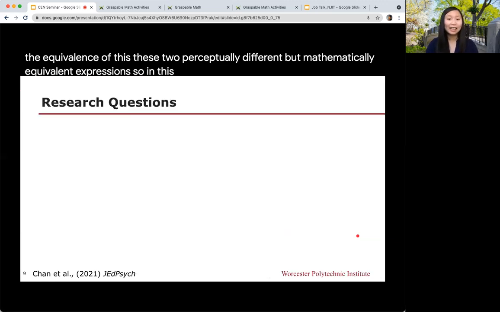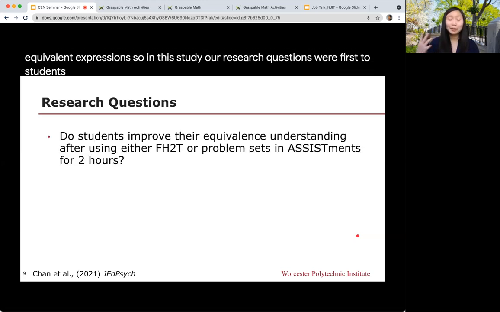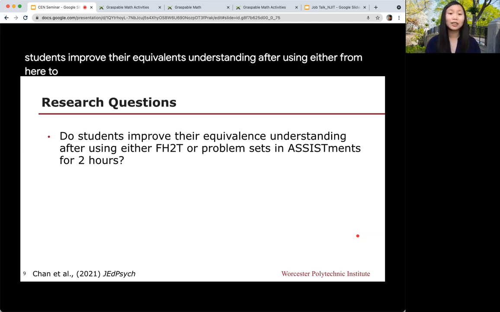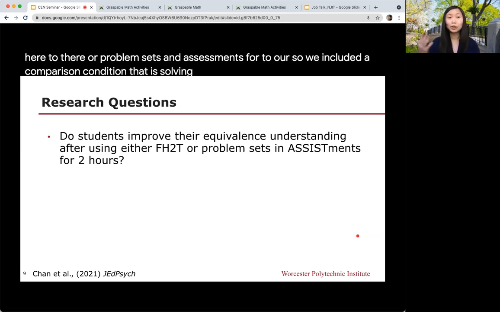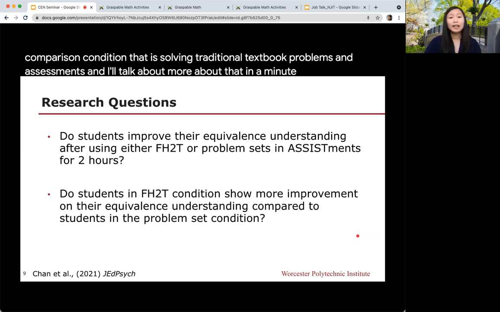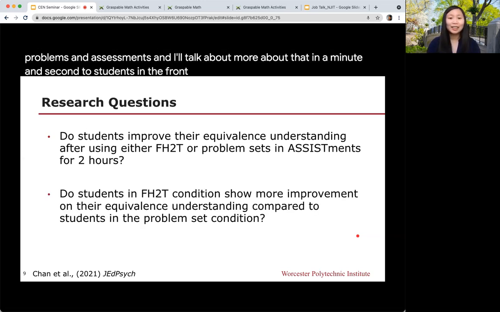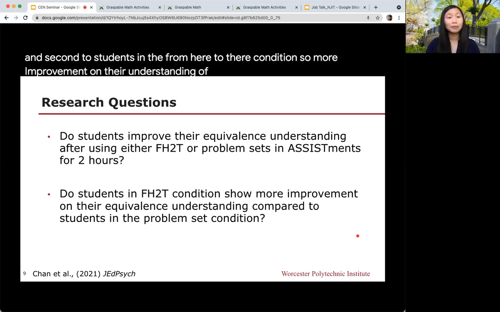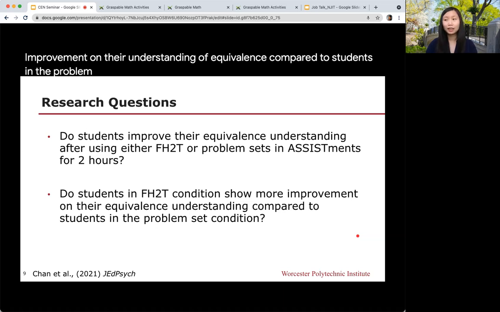So in this study, our research questions were, first, do students improve their equivalence understanding after using either From Here to There or problem sets and assessments for 2 hours? We included a comparison condition that is solving traditional textbook problems in assessments, and I'll talk more about that in a minute. And second, do students in the From Here to There condition show more improvement in their understanding of equivalence compared to students in the problem set condition?